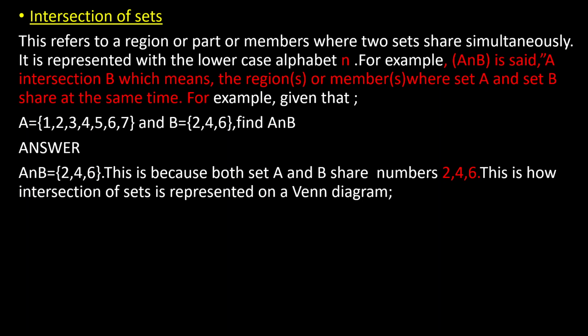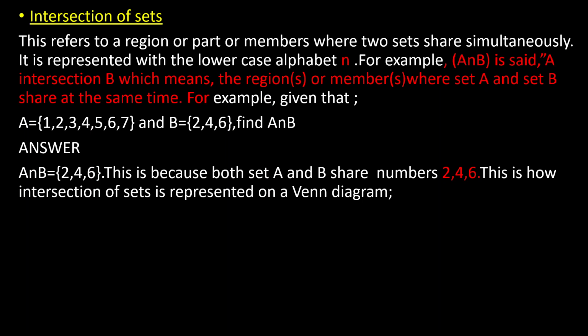3 appears in A but does not appear in B. 4 appears in A and also appears in B. So now we have 2 and 4. 5 appears in A but does not appear in B. 6 appears in A and at the same time in B. So we have 2, 4 and 6. And 7 appears in A but does not appear in B. So the answer to this question, A intersection B, equals {2, 4, 6}.